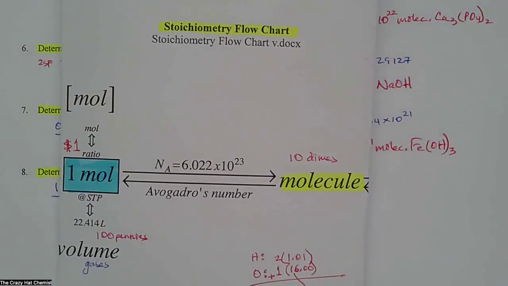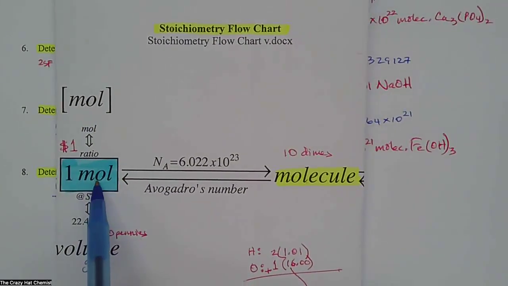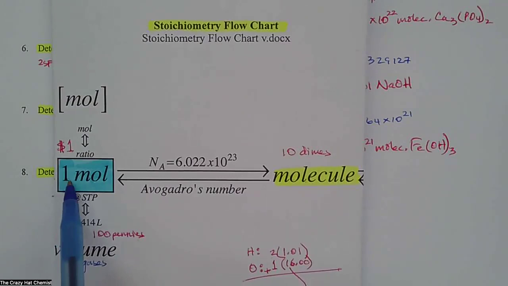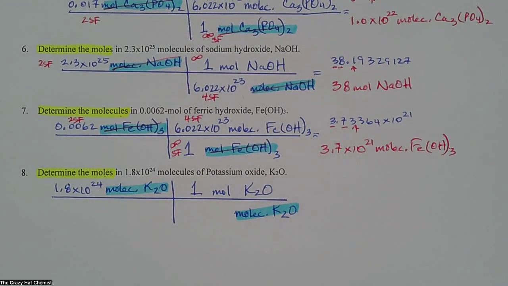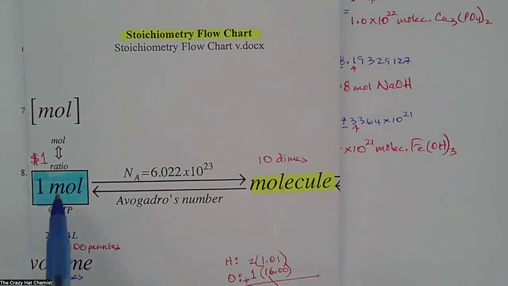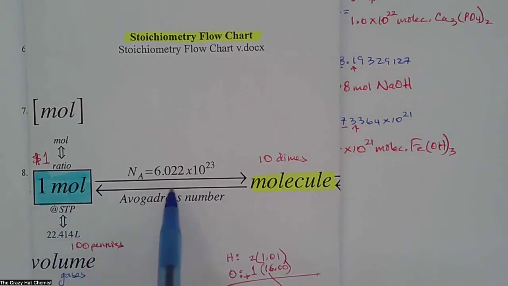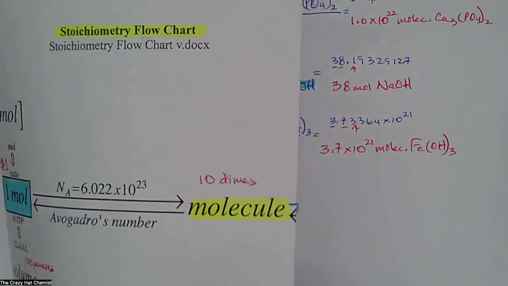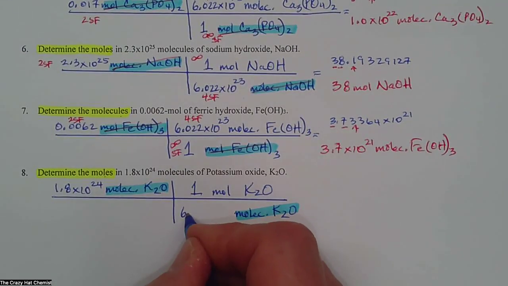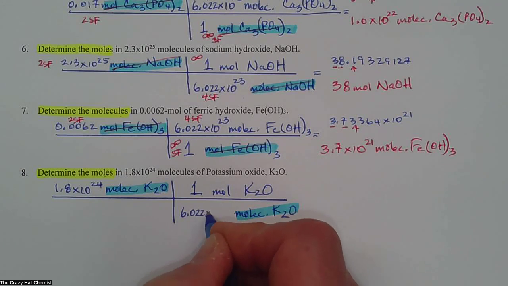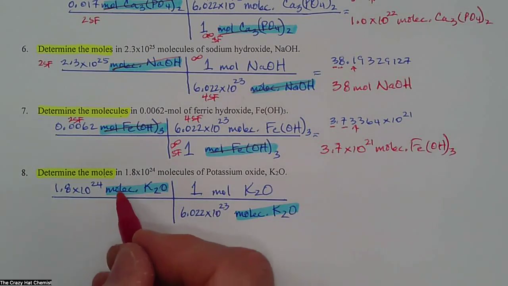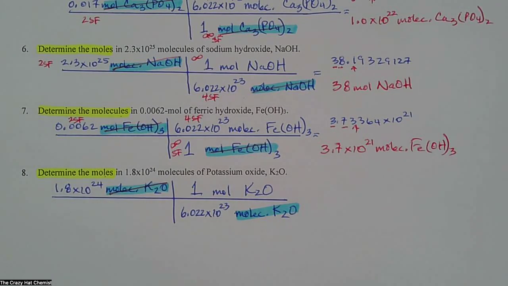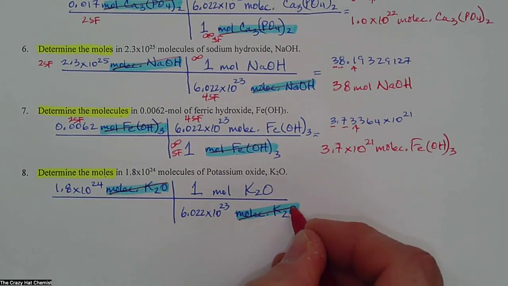So we're going to look at our flow chart here, and it says moles to molecules. What's the number in front of the mole? It's a 1. Absolutely, it's a 1 in front of the mole. What's the number in front of the molecule when going between molecules and moles? It's Avogadro's number, which is 6.022 times 10 to the 23rd. Excellent. We're going to cancel out our units and formula of molecules of K2O.